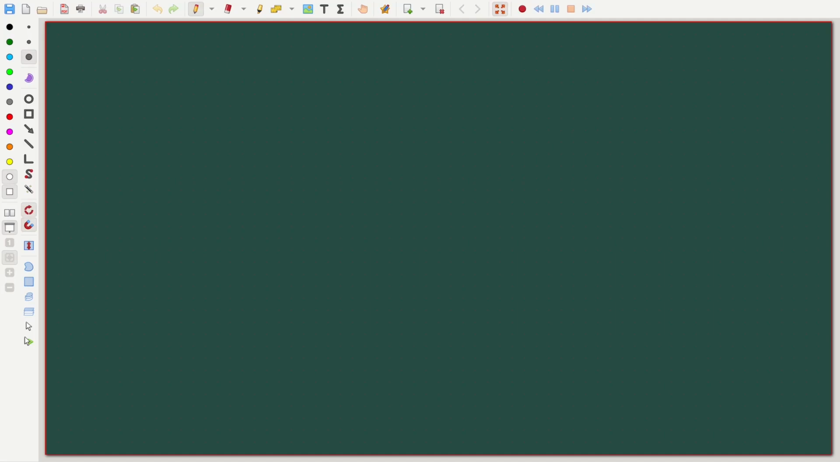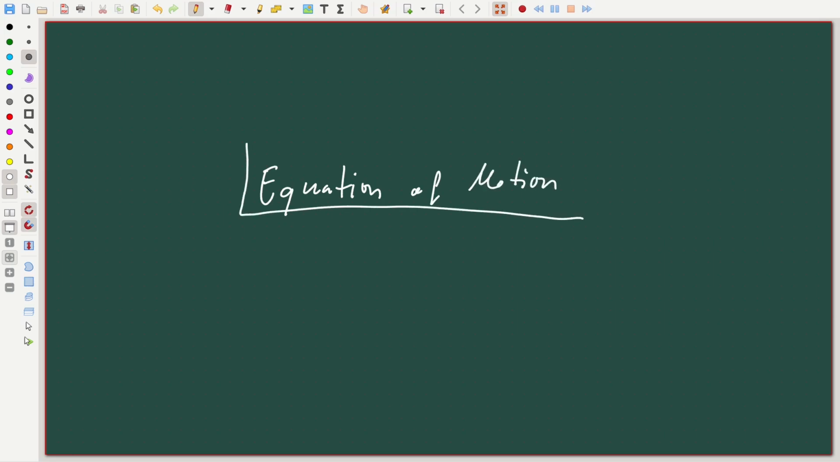Today we will talk about another important subject, and this is called equation of motion. This is one of the most important subjects in kinematics because this equation, or actually it's a set of equations, so to say, will help us to determine the speed and also the velocity in general, and also the position of any object in three-dimensional space at a given time t.